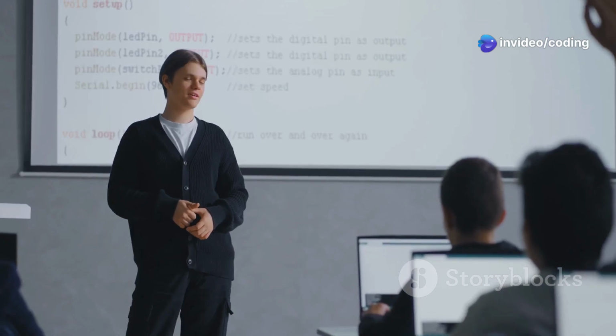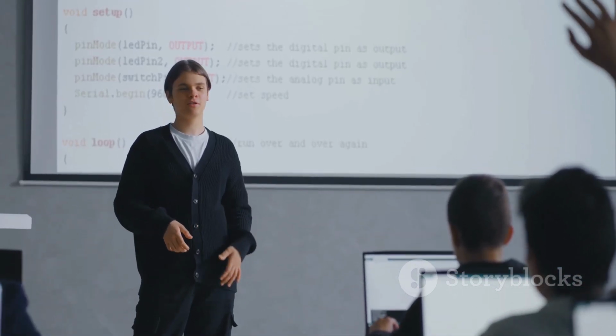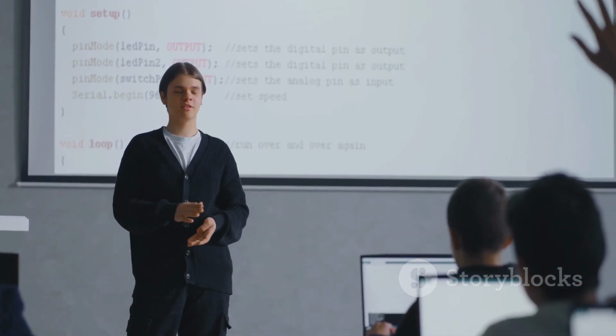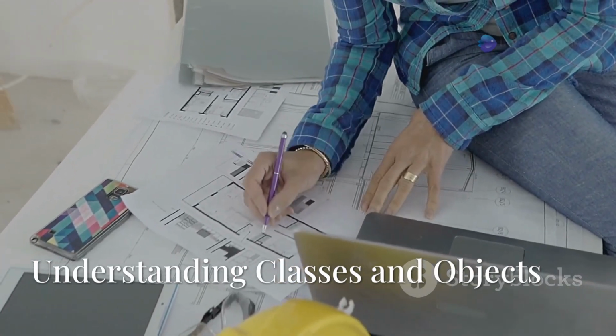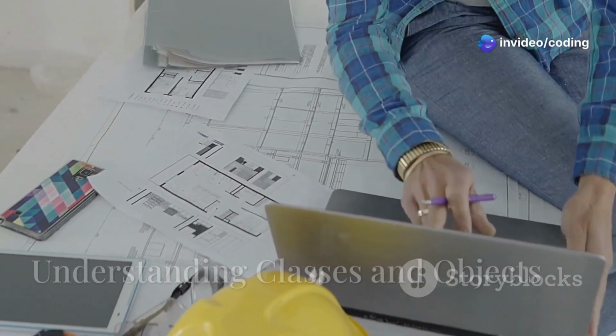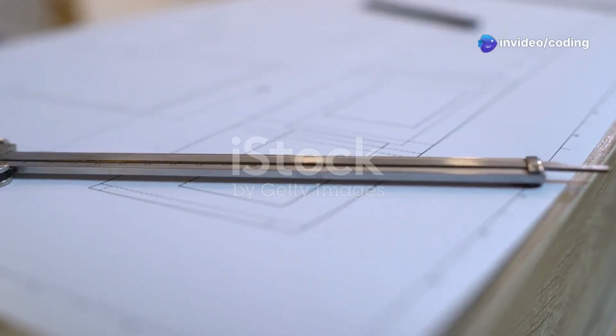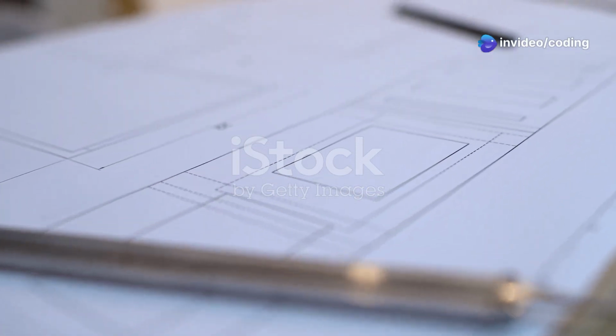So buckle up as we dive into the core concepts of OOP in Java, starting with the fundamental building blocks, classes and objects. Let's imagine we're architects for a moment. Before we can build a house, we need a blueprint. In Java, that blueprint is called a class.